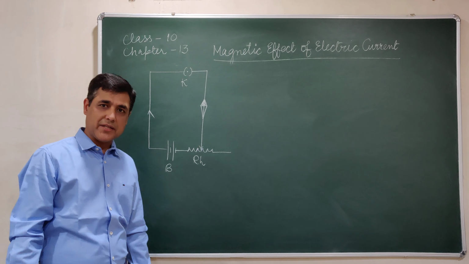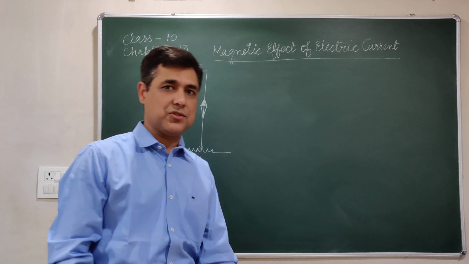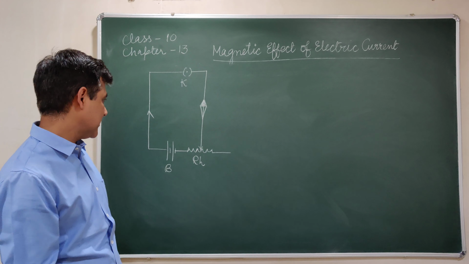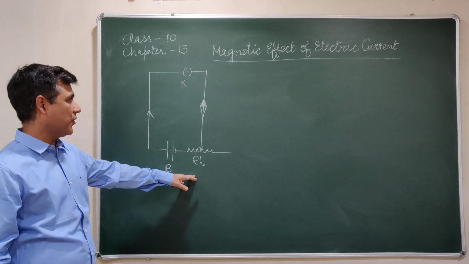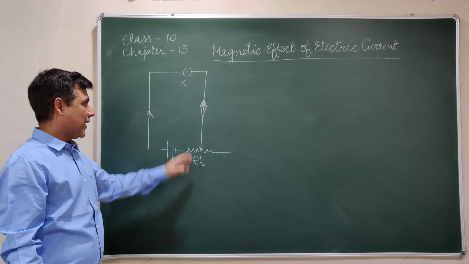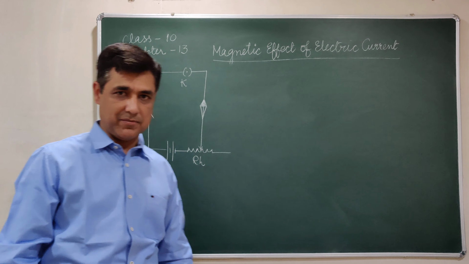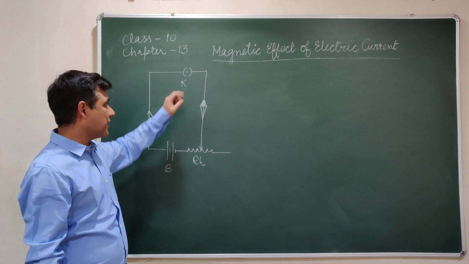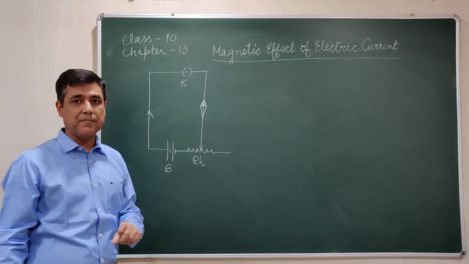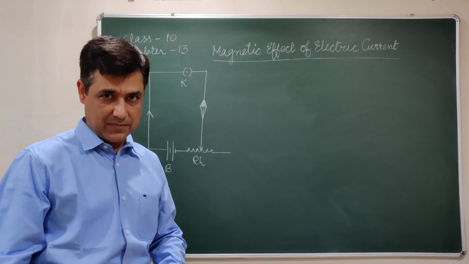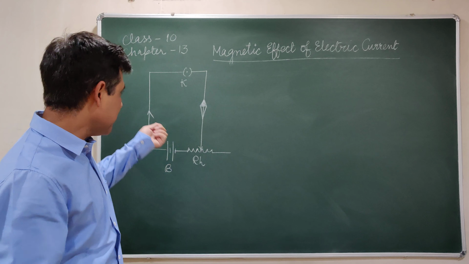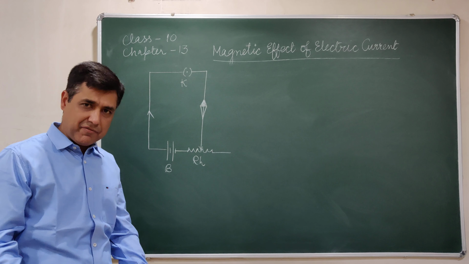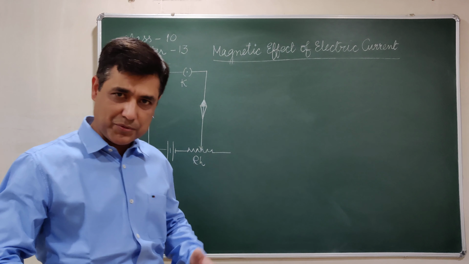Once a scientist, Oersted, was delivering a lecture on electricity and he constructed an electric circuit. For example, it had a battery, a rheostat, a closed key, and a magnetic compass was placed nearby. He was surprised to see that as he closed the key, the needle of the magnetic compass deflected, it swung, and as he opened the key, it came back to its original position. He did it several times and found the same observation.